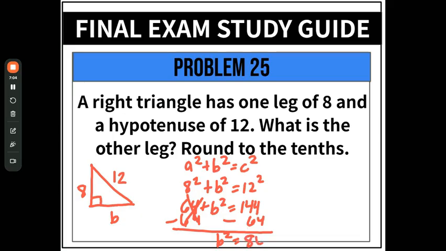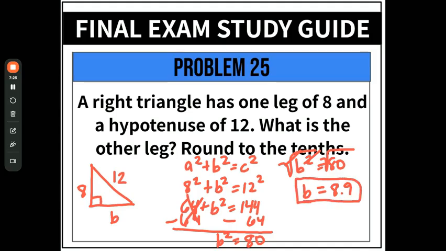80. I'm going to move over here to give ourselves a little room. B squared equals 80. I can take the square root of both sides. This will get rid of the squared and leave me with B equals 8.9. And this is already rounded to the tenths, so we don't need to round it any further.